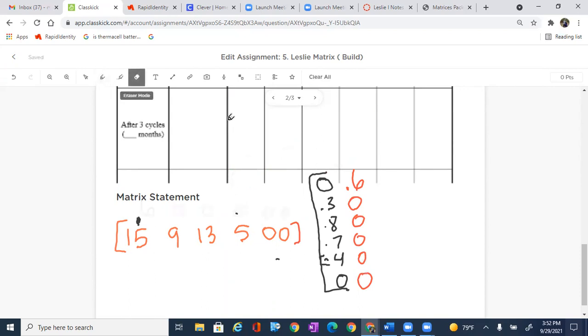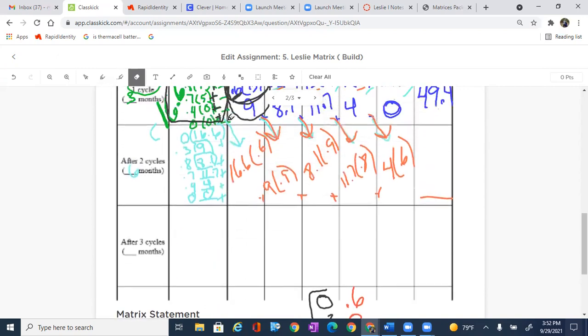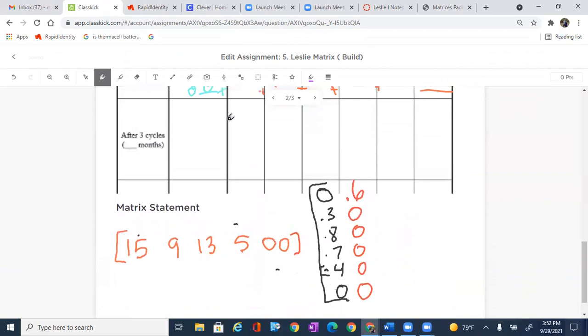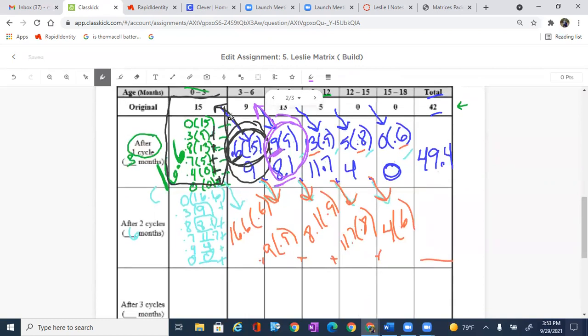Now I just keep working it. What I wanted to do was find the next category, which is 6 to 9 months old. How did I do that? I take 0.9 and multiply it by the 3 to 6 count of 9. So I took 0.9 and multiplied it by this. I didn't want anything else to show up or add to it. I just wanted that one piece.